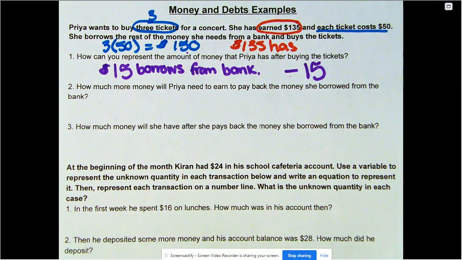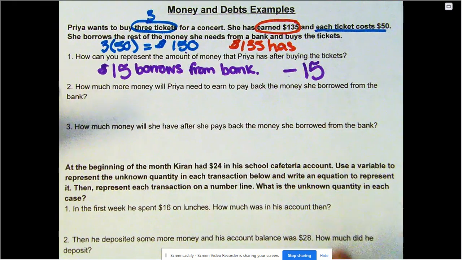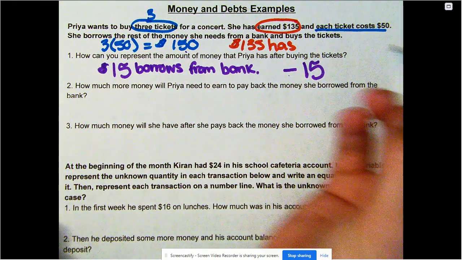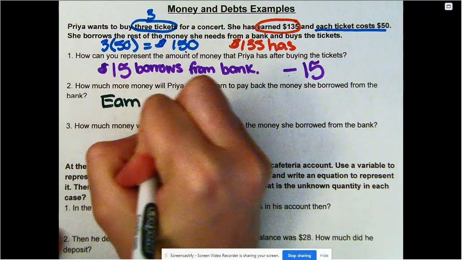Okay, so how much more money will Pyra need to earn to pay back the money she borrowed from the bank? So we kind of just answered that question. If she borrowed $15, she's going to have to make that $15 to pay back the bank. So she's going to have to earn $15 more.